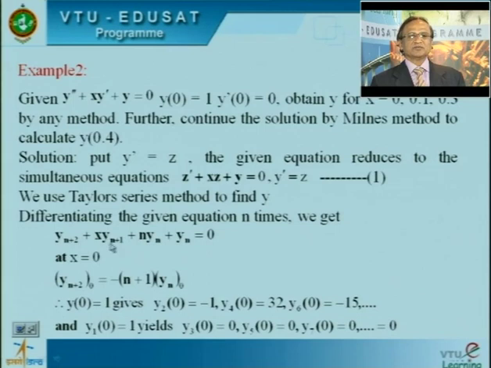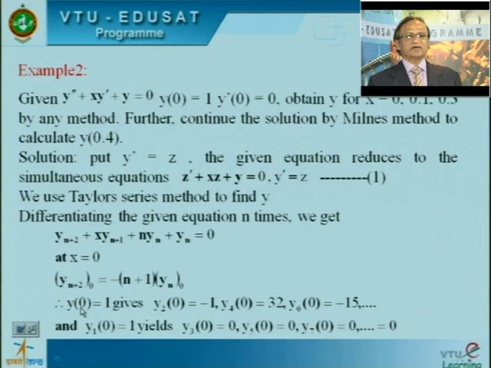It means this term becomes 0 when we replace x is equal to 0. Therefore, I can take these two terms to the right hand side. Here yn is common, and what is the coefficient? n plus 1. That is why I have written y n plus 2 at x is equal to 0. I can obtain minus times of n plus 1 into yn at x is equal to 0, right. Now I want to obtain all these values.